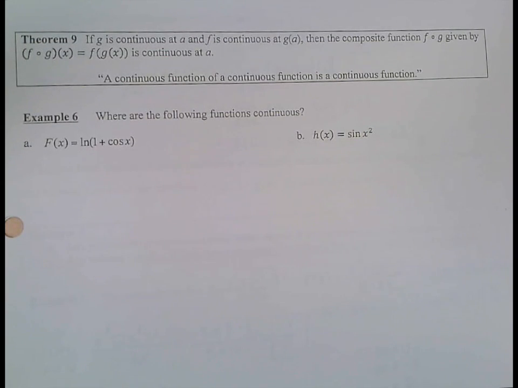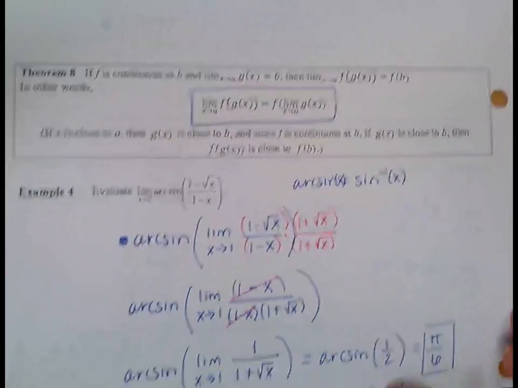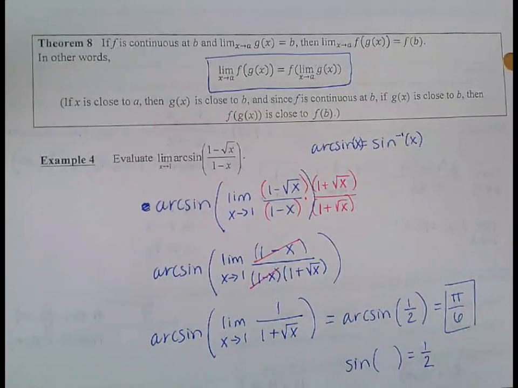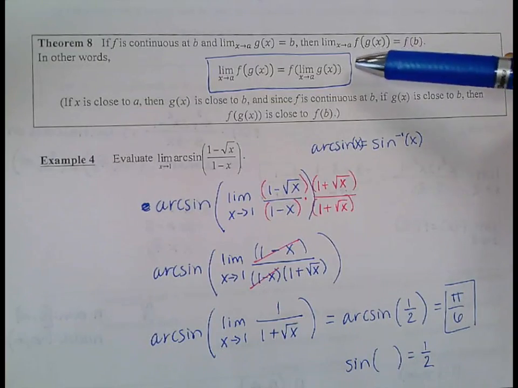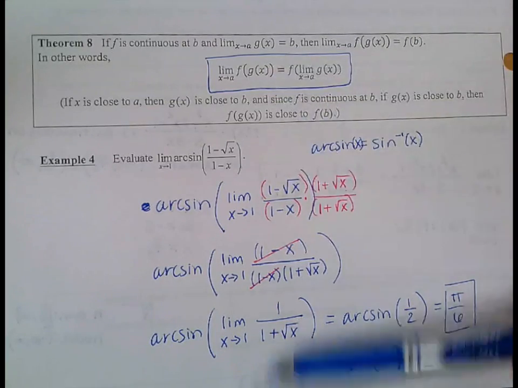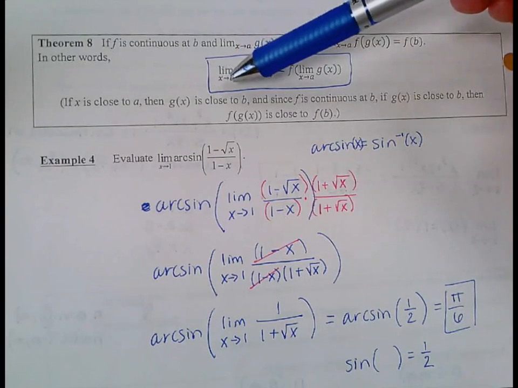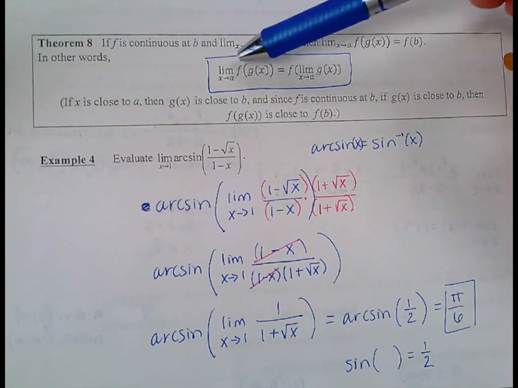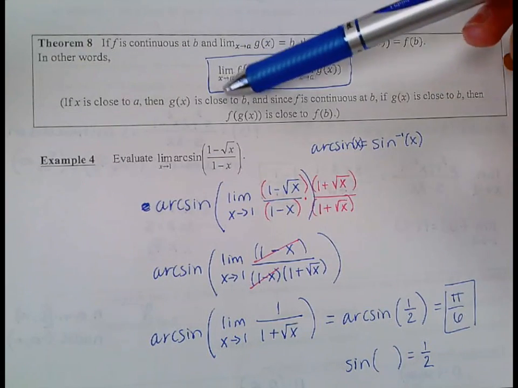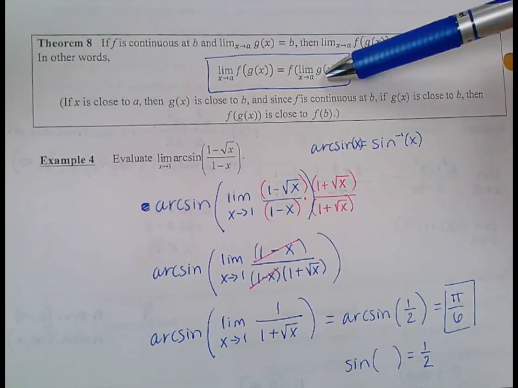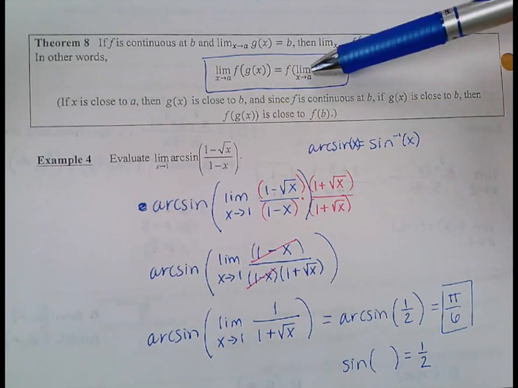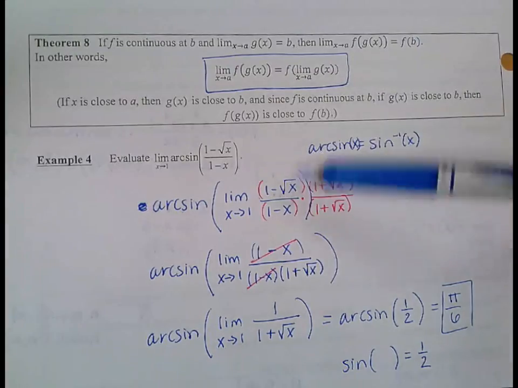So what Theorem 9 says, I actually just kind of want to review Theorem 8 because they both deal with composite functions. So Theorem 8, as a reminder, and you can take a look back at example 4, said if you had the limit as x approaches a of a composite function, so of f of g of x, you're really only taking the limit of the inside function, and then whatever value you get, you're evaluating the outer function at that value.